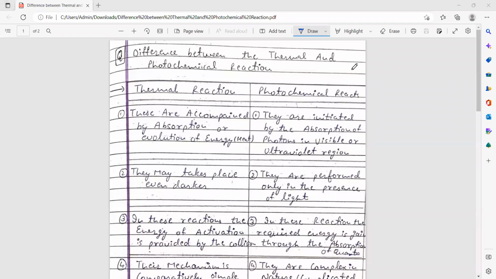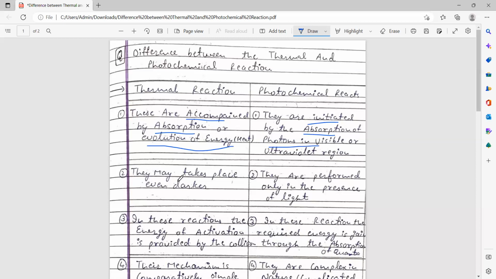Good evening, friends. Today we are discussing the basic difference between thermal and photochemical reactions. Thermal reactions are accompanied by the absorption or evolution of energy, or we can say heat. Photochemical reactions are initiated by the absorption of photons in the visible or ultraviolet regions.